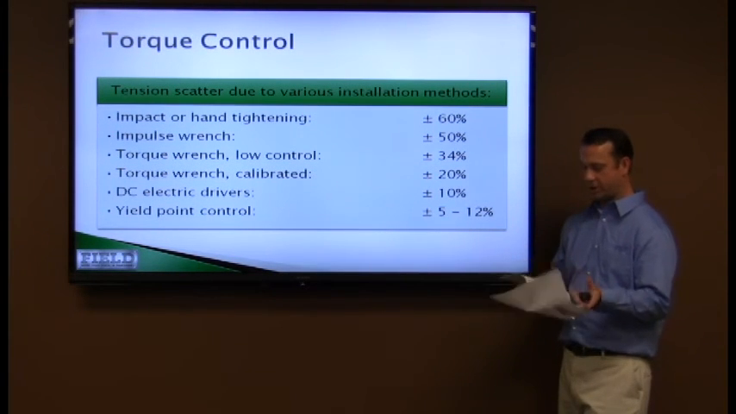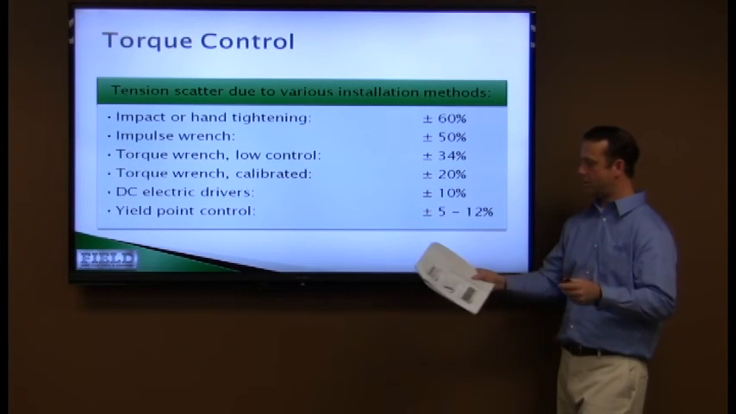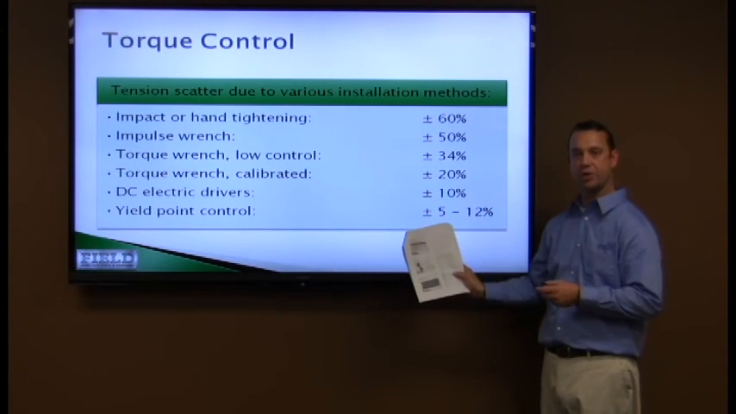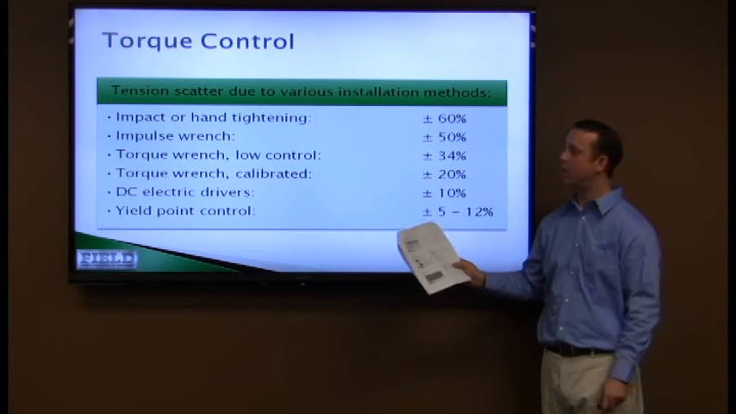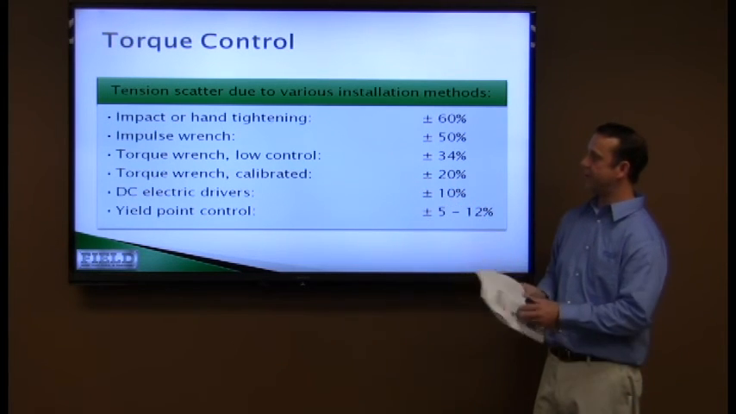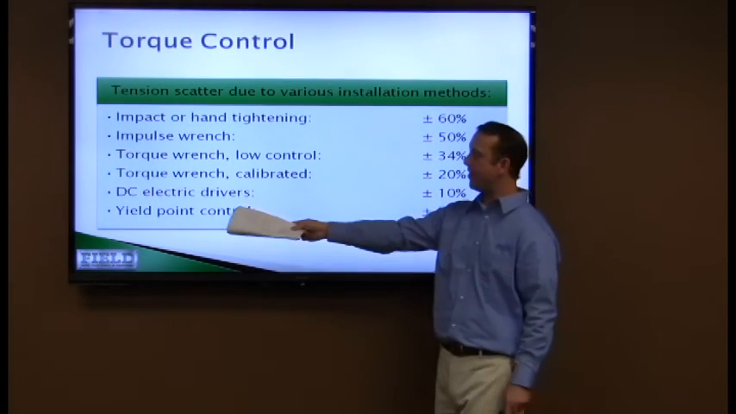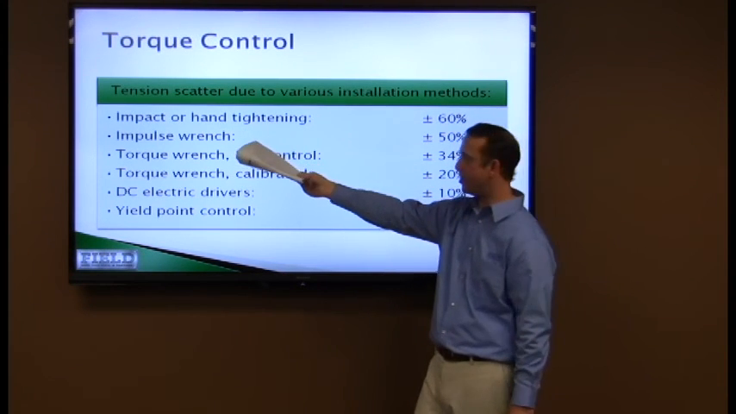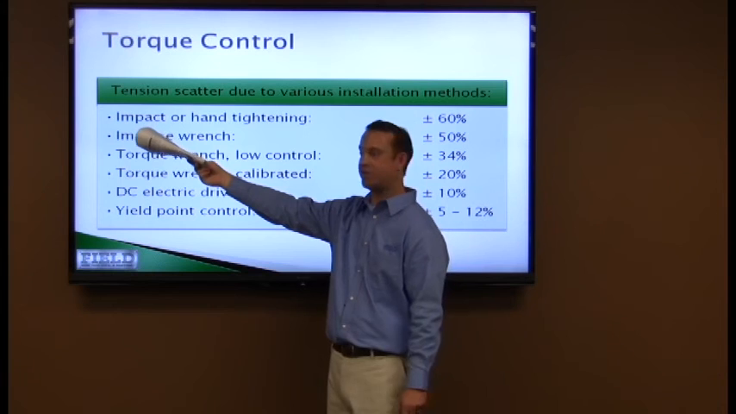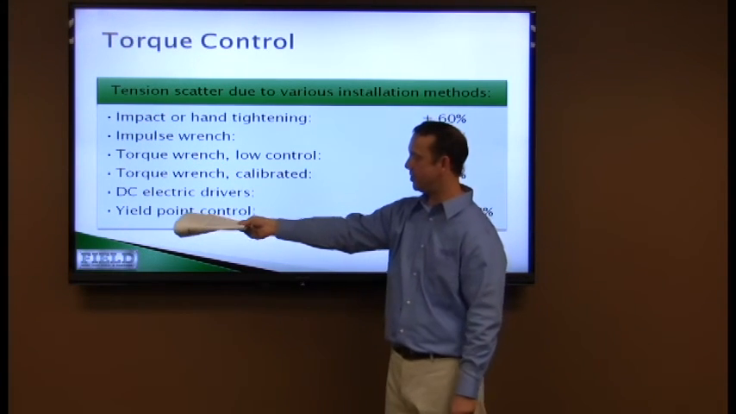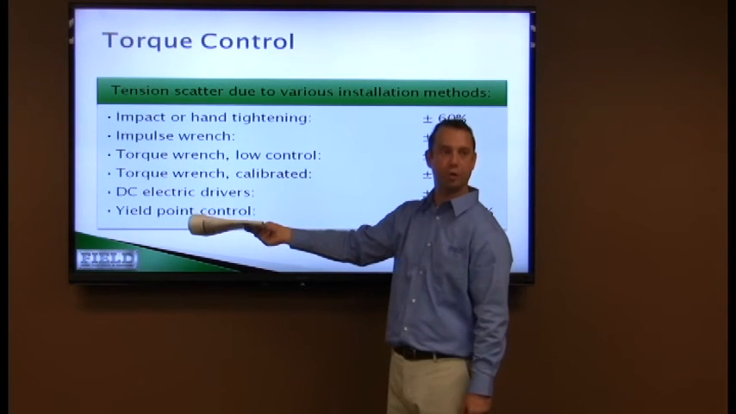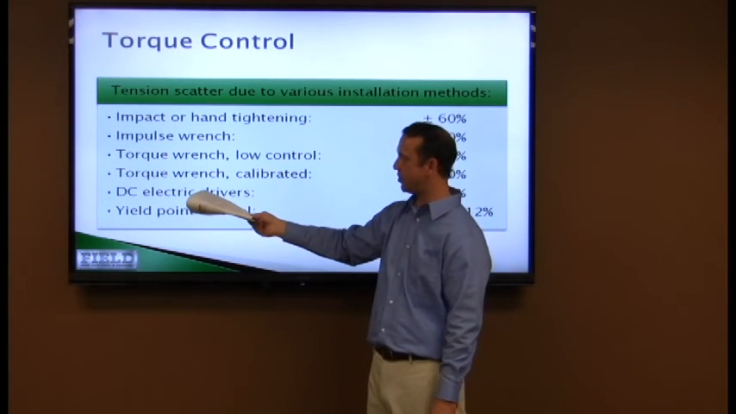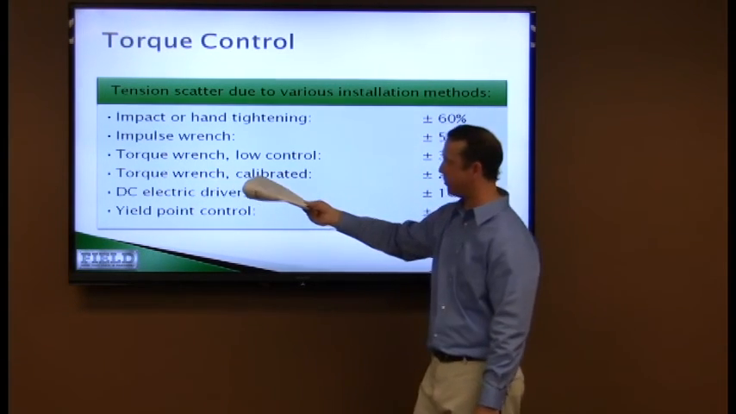We talked earlier a little bit, John mentioned whether that was good torque control or bad torque control. That relates back to this right here. These are different methods of tightening, everything from an impact wrench or hand tightening, an impact wrench being like what your mechanic uses to take off your tires, versus yield point, which is a computer-controlled assembly method. DC electric drivers are pretty common, or just your calibrated torque wrench right here.